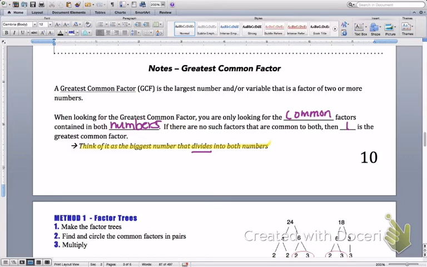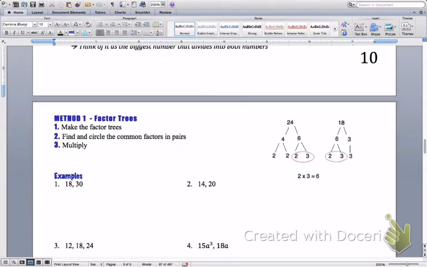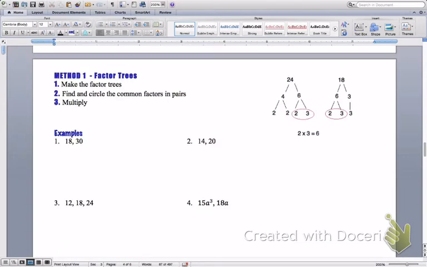So it's fair game. Let's go ahead and look at the two methods I just mentioned that we're going to cover. The first method just has to do with factor trees, which is what we went over yesterday. So if you can make a factor tree, you should be okay with method 1. So again, first thing in method 1 is you make your factor tree. So here's an example on the right of that factor tree of each of the two numbers. Then you find and circle the common factors.